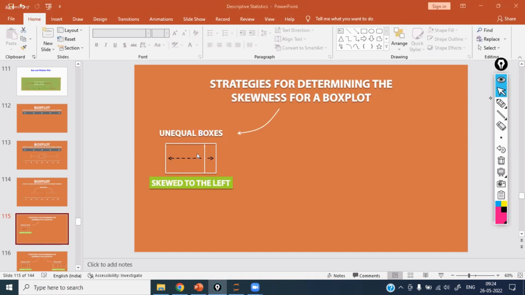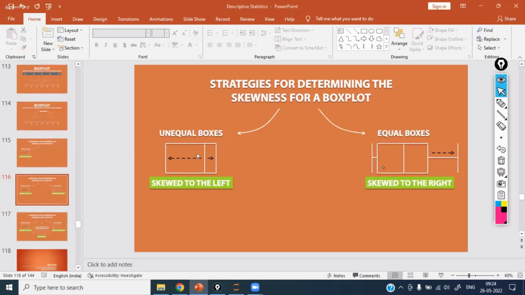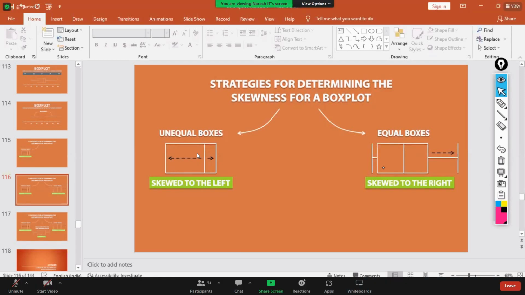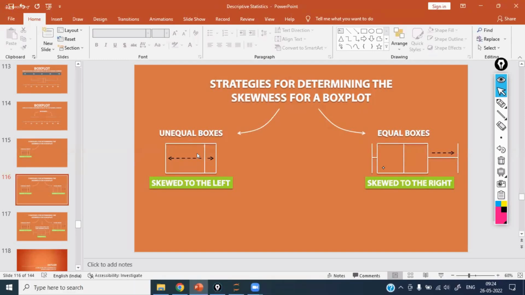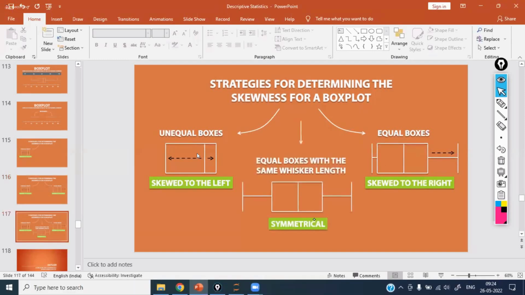Sir, what if the boxes are equal? Then you give the next priority to the whiskers. If the boxes are the same, look at the whiskers. If the right side whisker is long, automatically it is right skewed. If the boxes are the same and the whiskers are the same, automatically it is called symmetrical.